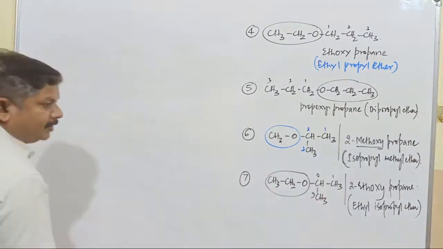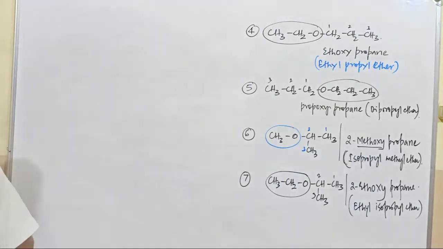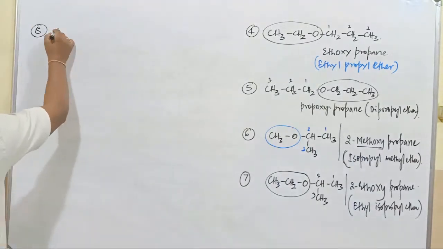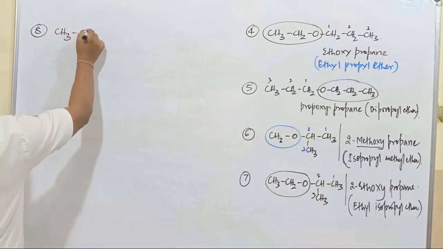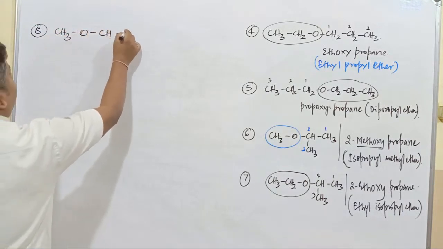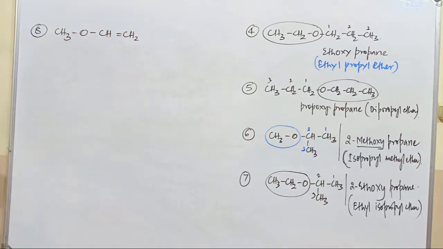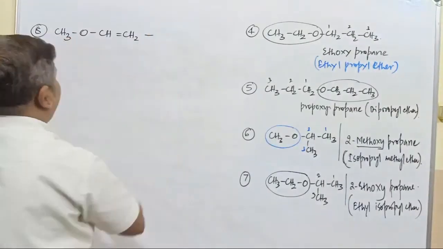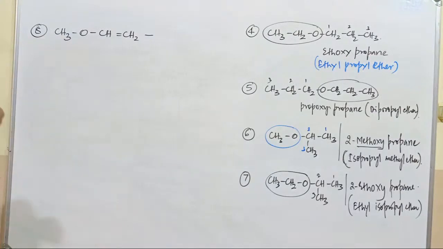Okay, next, compound number 8. This is CH3, this is oxygen, and this is CH double bond CH. It is an unsaturated ether. These earlier ones are all saturated ethers, and this is an example of an unsaturated ether. What is the name of this compound?